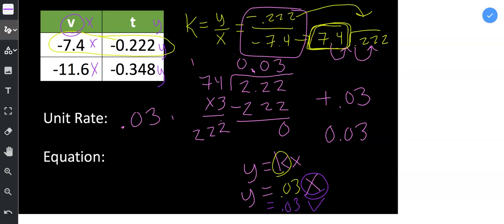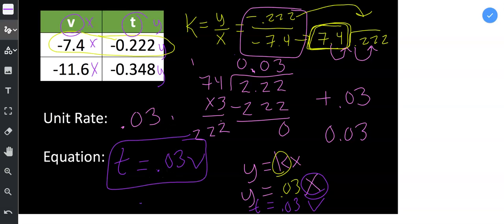And then let's look and see what they used for y. For y, they used t. So my answer is going to read t equals 0.03v. And I want you to start getting used to putting in different variables, because a lot of times on the EOG, they're going to use v and t, and this will be how the answer is written instead of with x and with y.